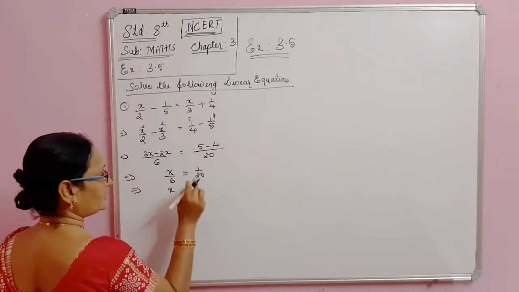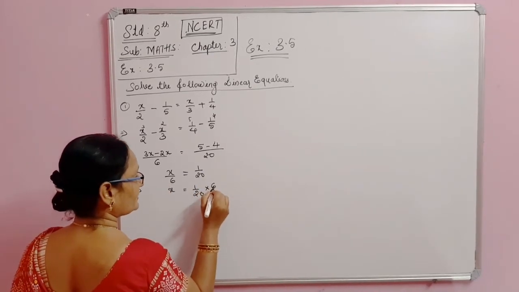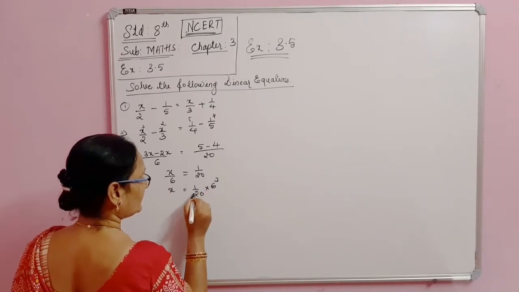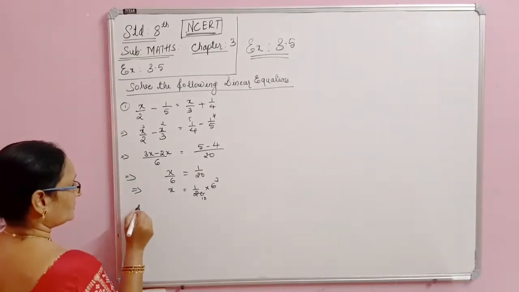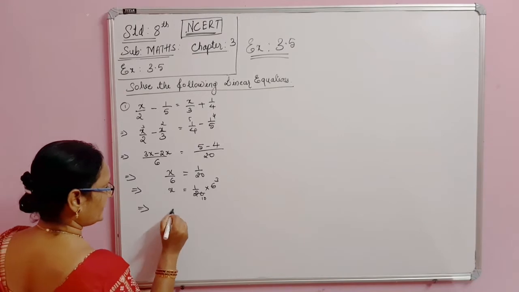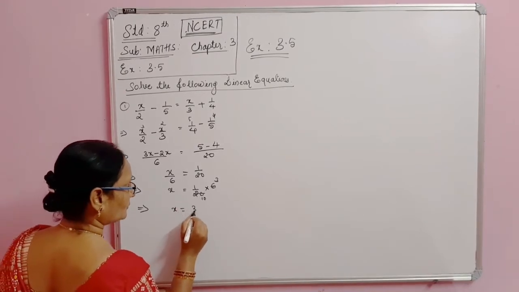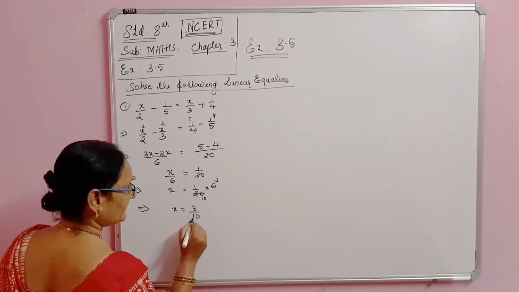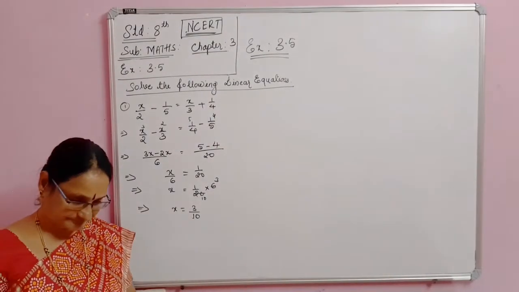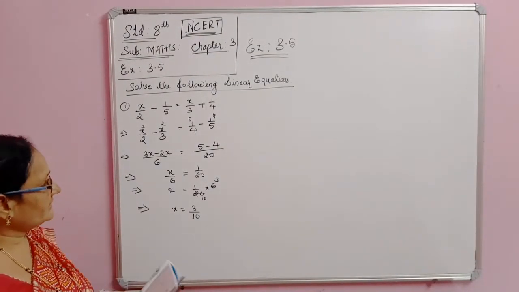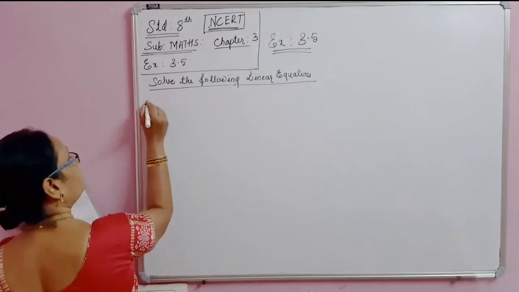Now this implies that x is equal to 1 by 20. This is division. When it goes that side, it will be multiplication. So 2 3s are 6, 2 10s are 20. So this implies that x is equal to 3 by 10 is the answer. If you want, you can verify this answer.